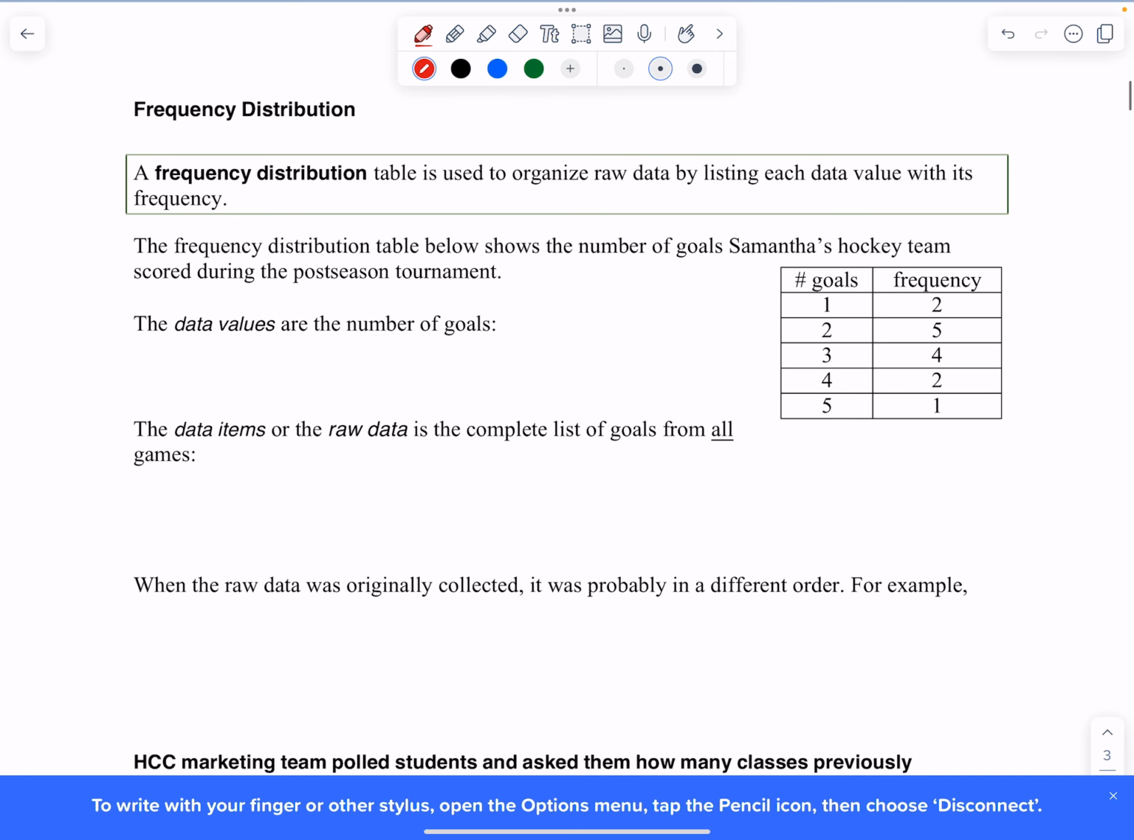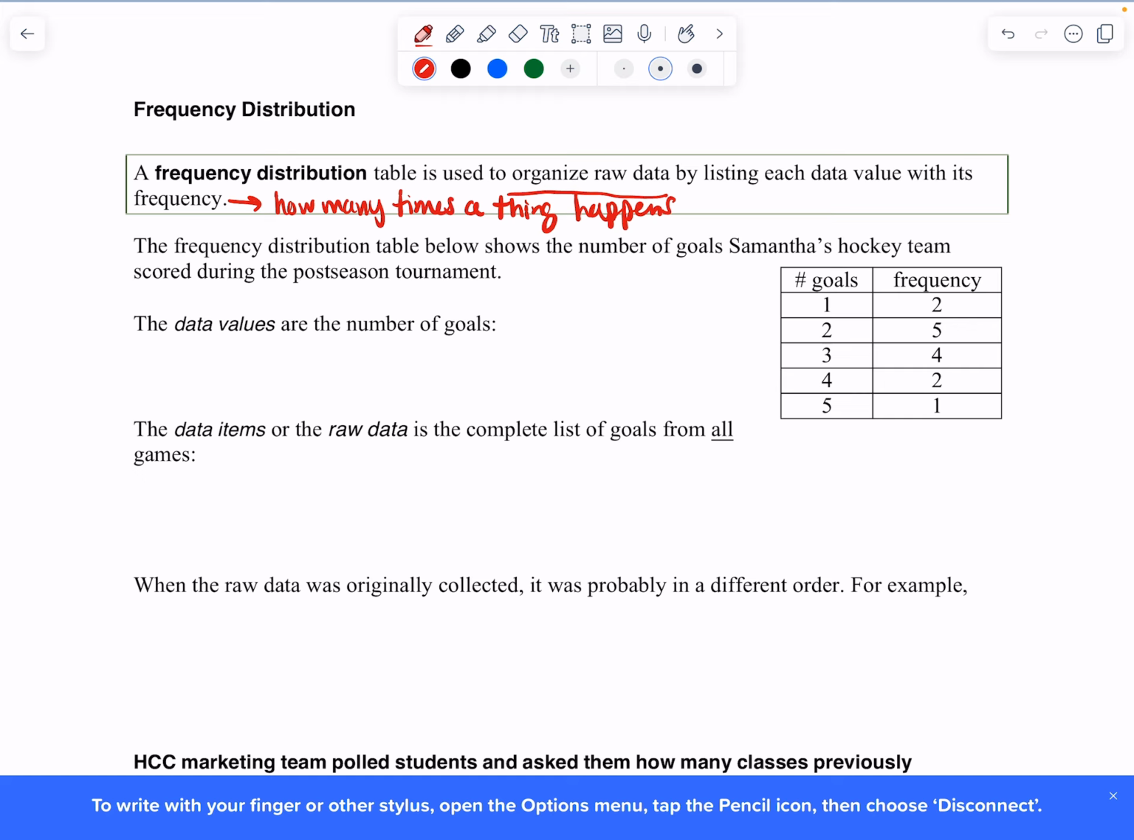Okay, so here we go. The next objective in here is talking about frequency distribution. By definition, a frequency distribution table is used to organize raw data by listing each value with its frequency. Frequency basically means how many times a thing happens. So we're going to see an example here that deals with frequency distribution.